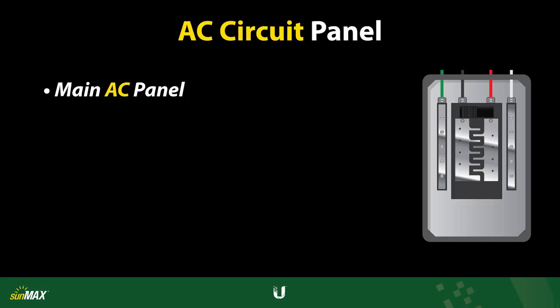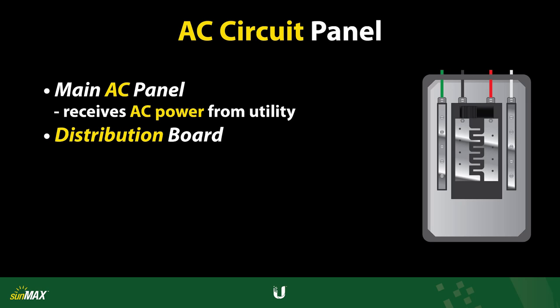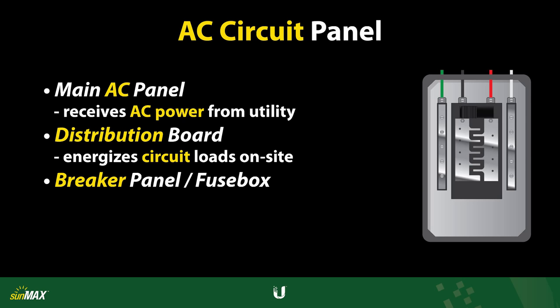Main AC panel, receiving AC power from the utility. Distribution board, load center, distributing power to loads located on site. Breaker panel, fuse box, providing overcurrent protection. By examining a sample circuit, we'll see how AC power is carried from the panel to a load.